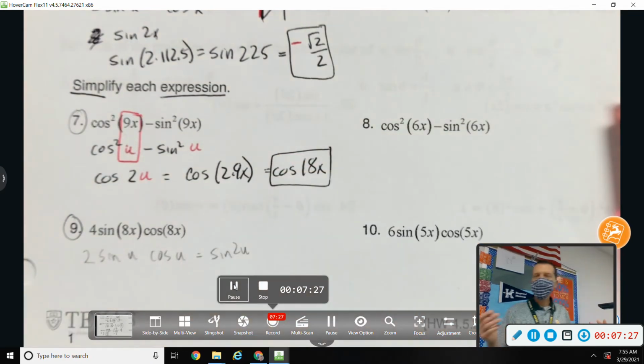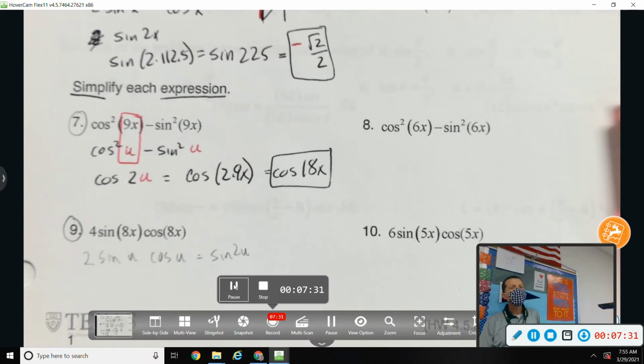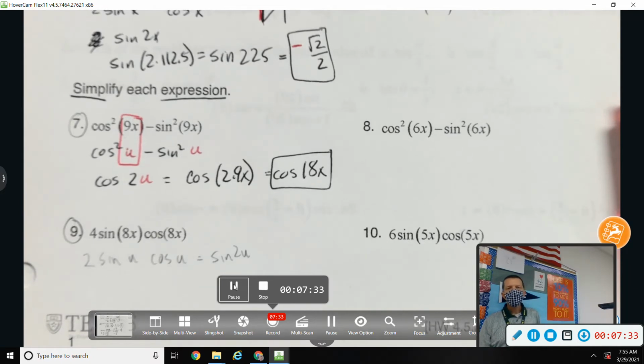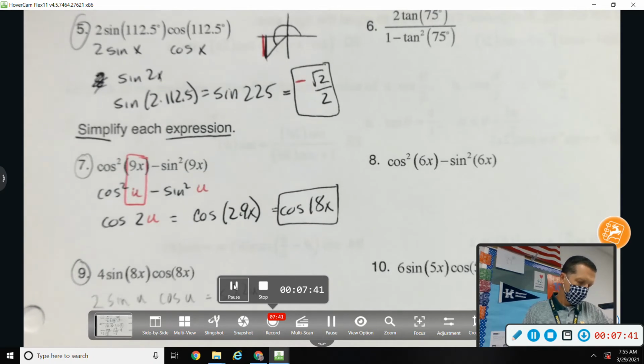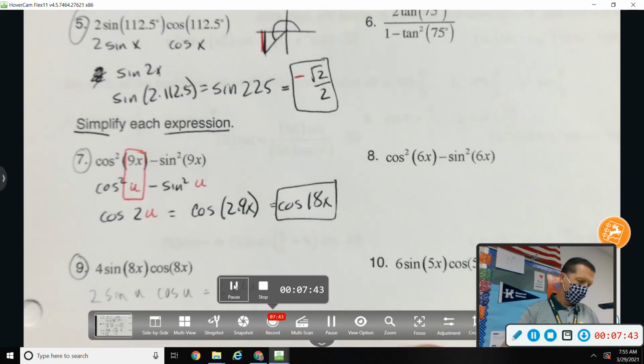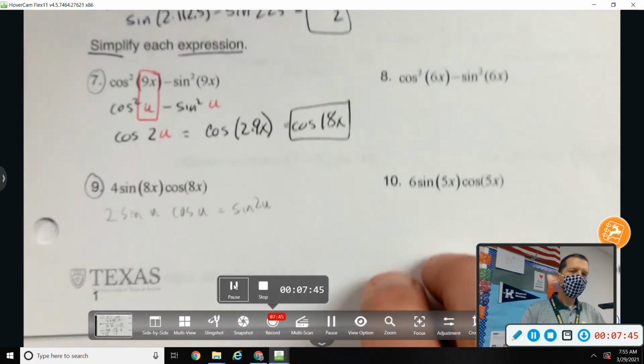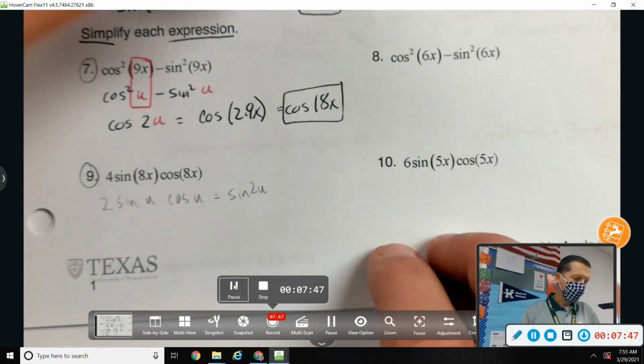But I don't know what x is, so I can't take that any farther. So that's what it means by simplify. So use your rules, clean it up, but you can't really go any further than that. That 9 kind of started in pencil because it looked a little tricky.